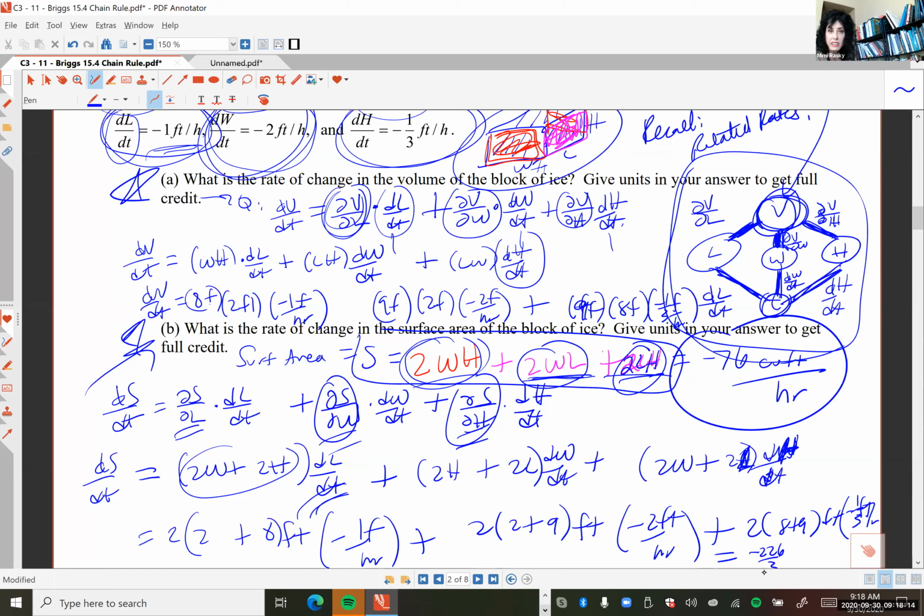Negative 226 thirds. What are the units now? Be careful. This is not volume. We're finding the rate of change of surface area per time. What would that rate's units be? Feet squared per hour. Good. Feet squared per hour. Very good. Thank you. And we're done with that problem.